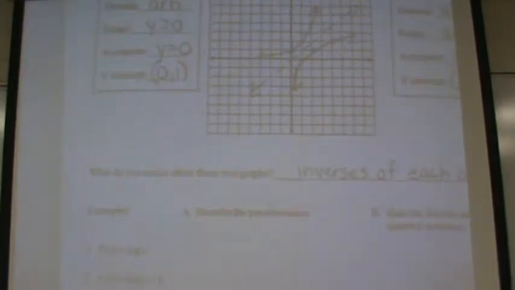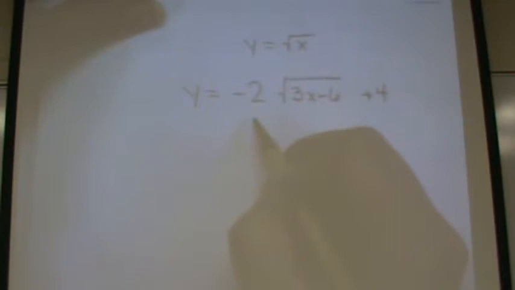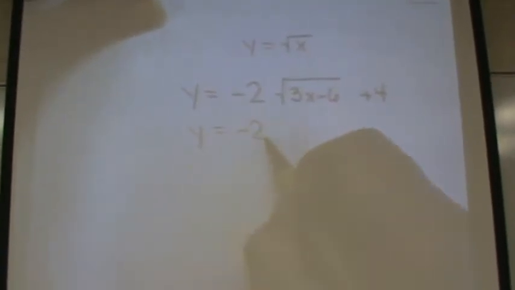Okay, so we need to talk about the transformations. Just like you had transformations, do you remember when we did these transformations in, I think it was chapter 4? Transformations of anything. For example, you had y equals -2 square root of 3x minus 6, plus 4. Do you remember all these transformations? What's the parent function? It's y equals the square root of x. Let's just review this. What was the first thing we did here?